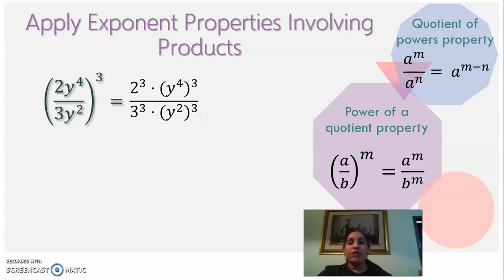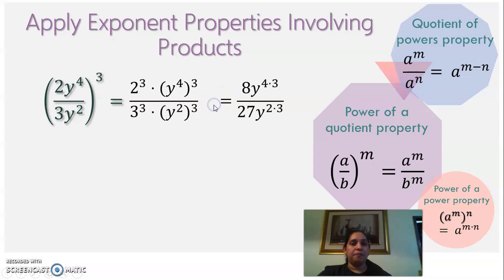Now that I applied my power of a quotient property, I need to define that I will use my power of a power property. Why? Because as you can see, my y raised to the 4th power is raised to another power, that is 3. And my y raised to the 2nd power is raised to another power, that is 3. So now I'll apply it. I simplify my 2 raised to the third power and my 3 raised to the third power. 2 raised to the third power is 8, and 3 raised to the third power is 27. Now, how much is 4 times 3? That is what I'll place in here. And 2 times 3. I start multiplying and I have that 4 times 3 is 12, and 2 times 3 is 6.